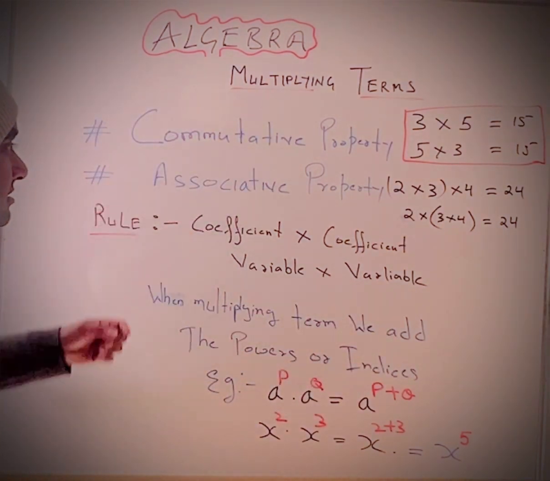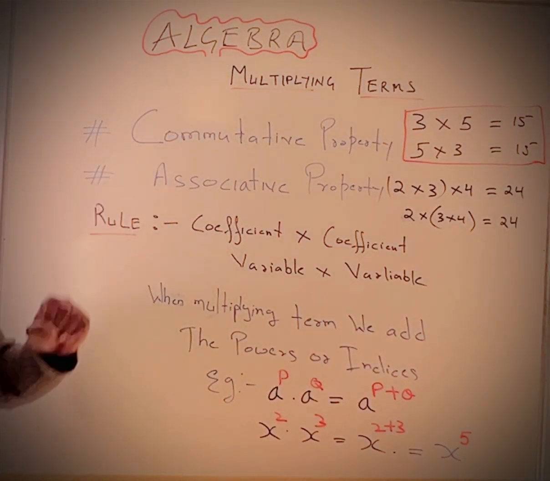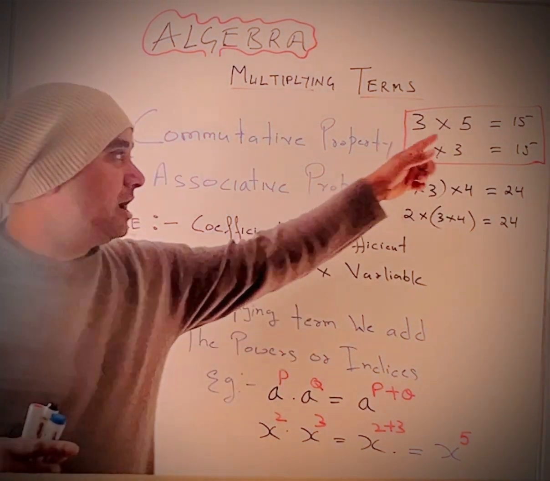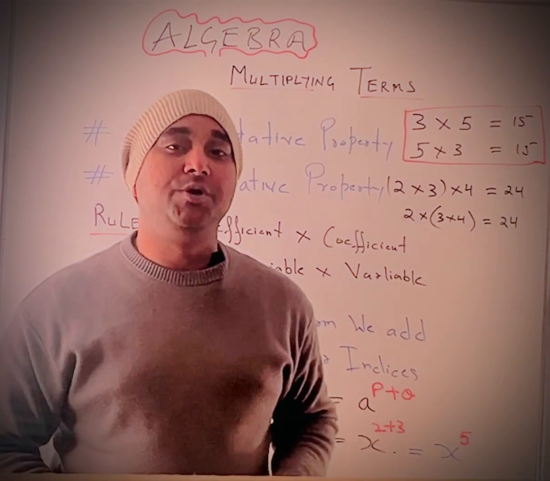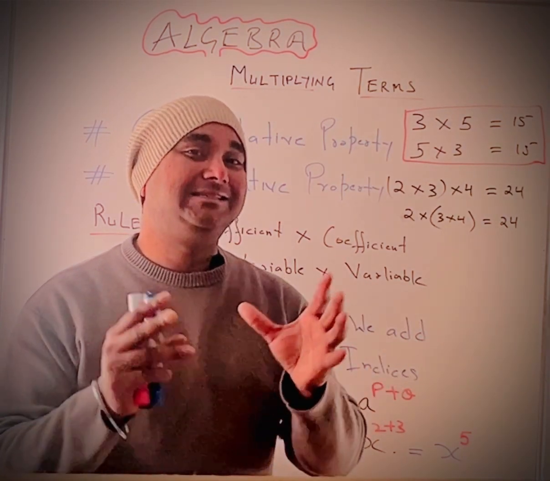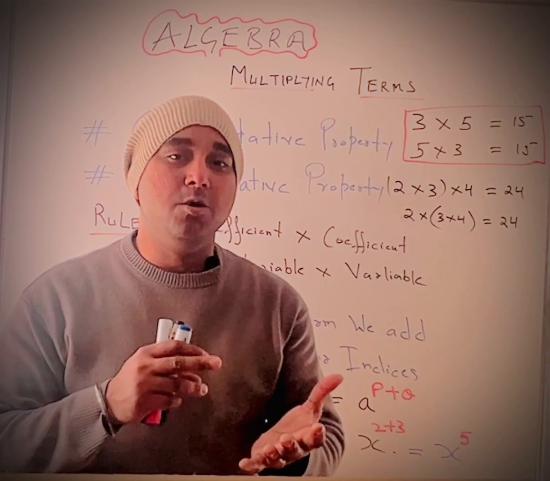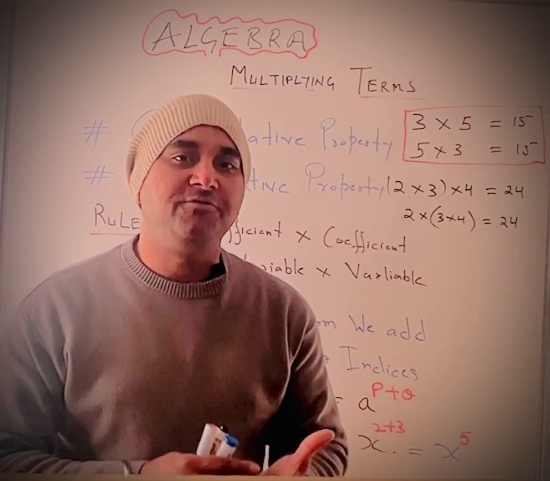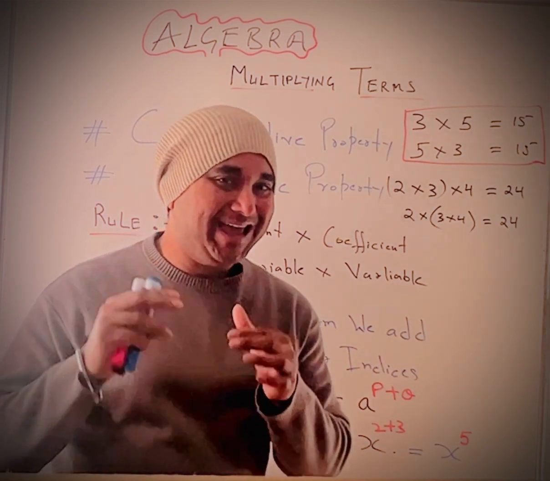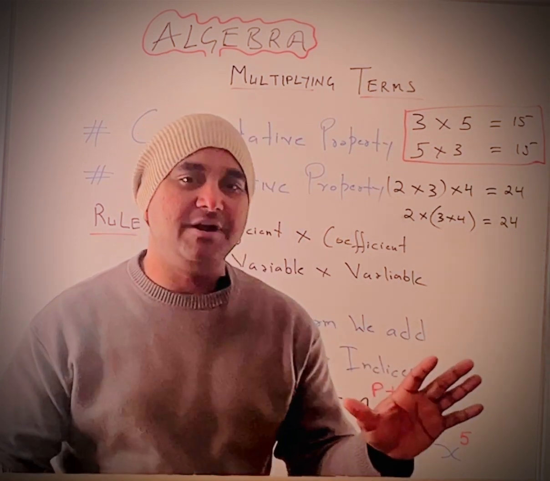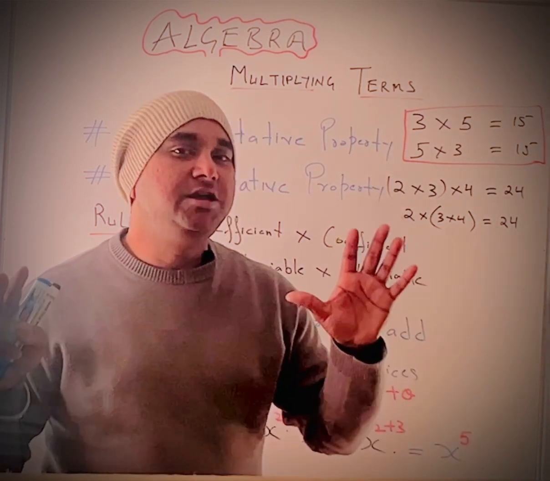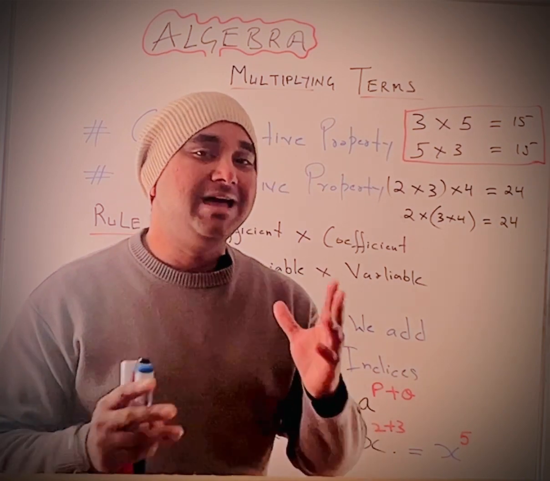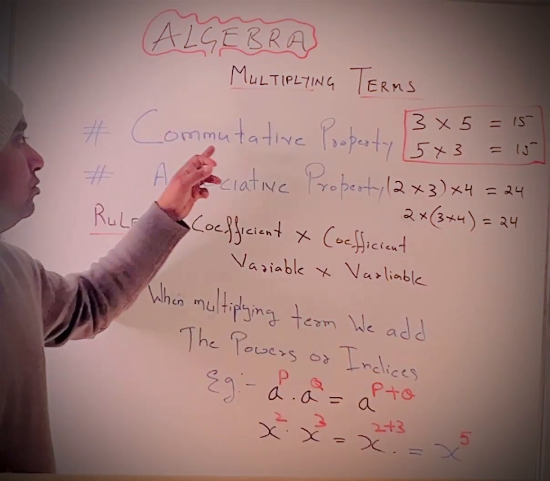Look, the first thing is the commutative property. Now, what exactly is the commutative property? Commutative property means 3 times 5 is 15 and 5 times 3 is 15. It's the same thing, right? So basically, when you change the order of the terms while multiplying in algebra, that makes no difference. You can change the order of terms while multiplying in algebra. That property is called the commutative property.